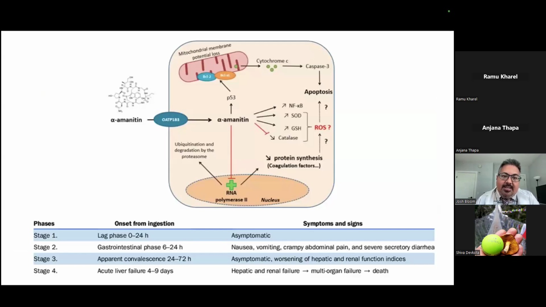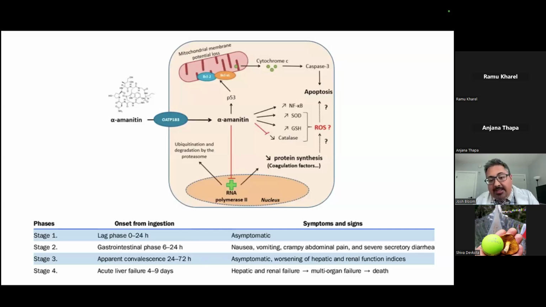So this is the mechanism of how amatoxins work. And what you're seeing is a diagram of a hepatocyte. These toxins enter the cell through an organic anion transporter, or OAT. And then that molecule can have multiple intracellular interactions that generally lead to reactive oxygen species development inside of the cell, as well as inhibition of RNA polymerase.